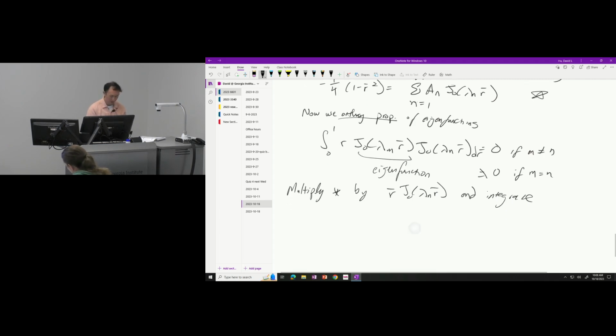All right, let's just do it together. So I'm going to integrate from 0 to 1, and I multiply by r bar, and I multiply the left-hand side by j naught lambda n r bar dr. Right?